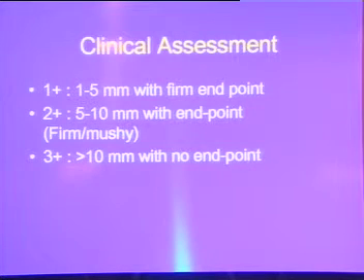Now coming to the evaluation of ligament injuries, a few basic points. We always write in our examination notes 1 plus laxity, 2 plus or 3 plus. So what does that mean? 1 plus is 1 to 5 millimeters of abnormal laxity. 2 plus means the laxity is about 5 to 10 millimeters, and there is an end point which may be firm or which may be mushy. And 3 plus means that the translation is more than 10 millimeters and there is no end point.